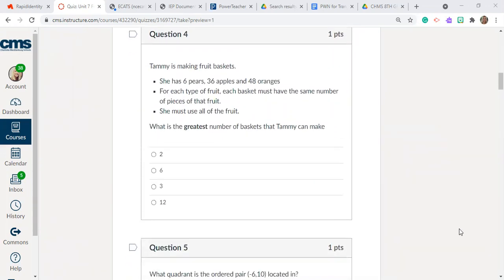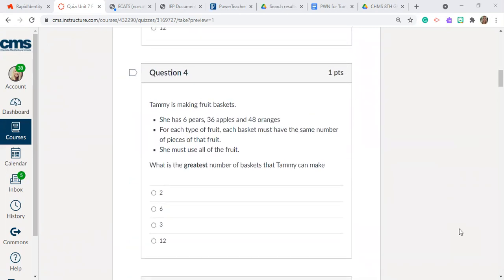Question 4. Tammy is making fruit baskets. She has 6 pears, 36 apples, and 48 oranges. For each type of fruit, each basket must have the same number of pieces of that fruit. She must use all of the fruit. What is the greatest number of baskets that Tammy can make?